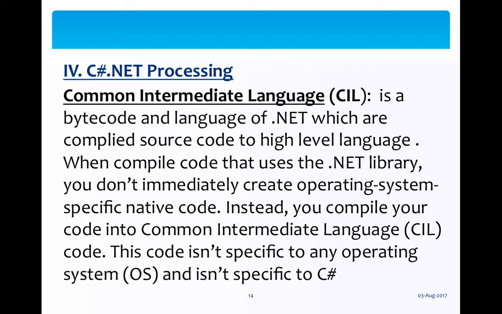C#.NET processing. Common Intermediate Language (CIL) is the bytecode language of .NET, into which high-level source code is compiled. When you compile code that uses the .NET library, you don't immediately create operating system specific native code. Instead, you compile your code into Common Intermediate Language code. This code isn't specific to any operating system and isn't specific to C#.